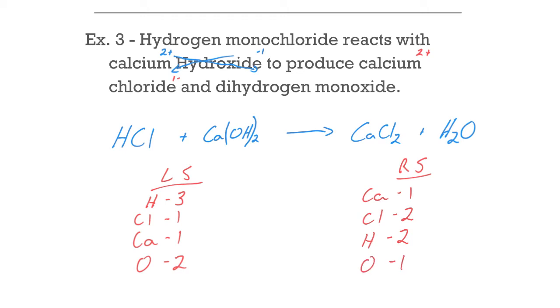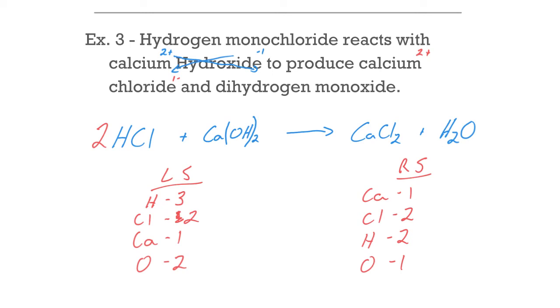Now again, you can move things around as you see fit, but I'm going to start off and try to balance my chlorines because that seems fairly straightforward. If I have 2 chlorines here on my product side, I need to have 2 chlorines over here on my reactant side. So I'm going to go ahead and add a coefficient of 2. When I do that, I now have 2 chlorines, so that's balanced.